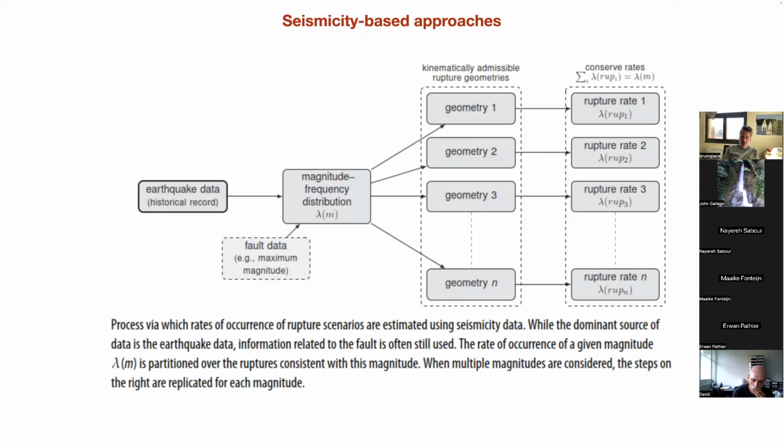In the seismicity-based approach, we start from earthquake data that can be instrumental or historical, and we choose a magnitude frequency distribution. Obviously, we get an idea of this distribution by looking into the catalogs. And then we use this magnitude frequency distribution on the different geometries, the different ruptures, and for each rupture we give the rates. Obviously, also in a seismicity-based approach, if we have fault data, we have to use it and compare, for example, when we have to decide the magnitude frequency distribution.